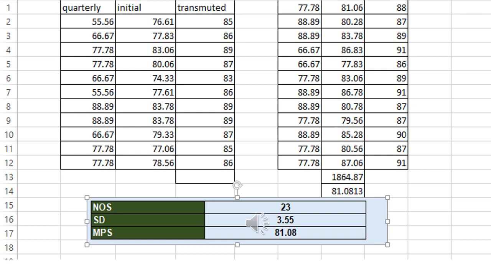if you put the initial score. And then after encoding all of these numbers, there is an automatic computation for the SD and the MPS. So that is a simple LOA that I computed.